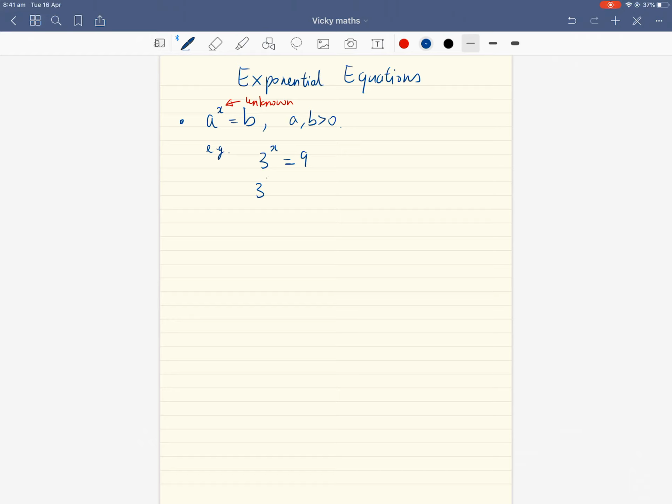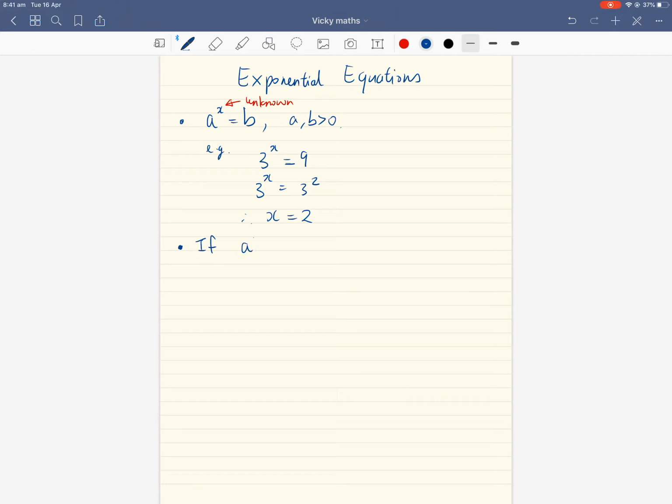Well, we know that 3 squared is 9, so therefore our unknown x must be 2. So to solve exponential equations means we have to find out what that unknown power x is. The key strategy to use to solve exponential equations is this pattern.